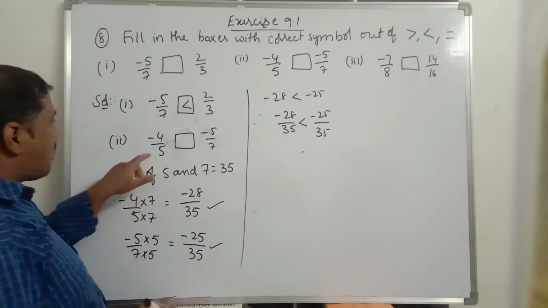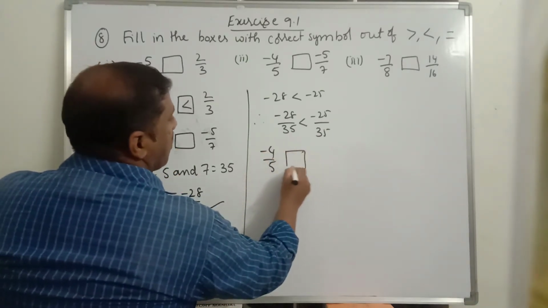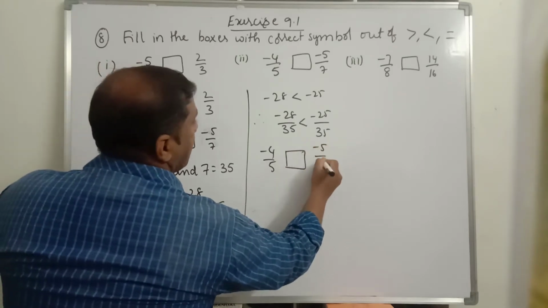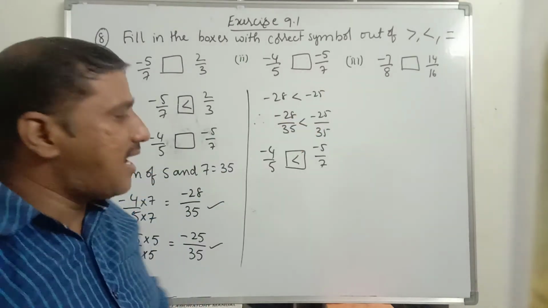Therefore, what is the answer to the question? We have to write minus 4 by 5 box. In that box, what sign do we have to keep? It is the less than sign. If it were more, we would keep the greater than sign.